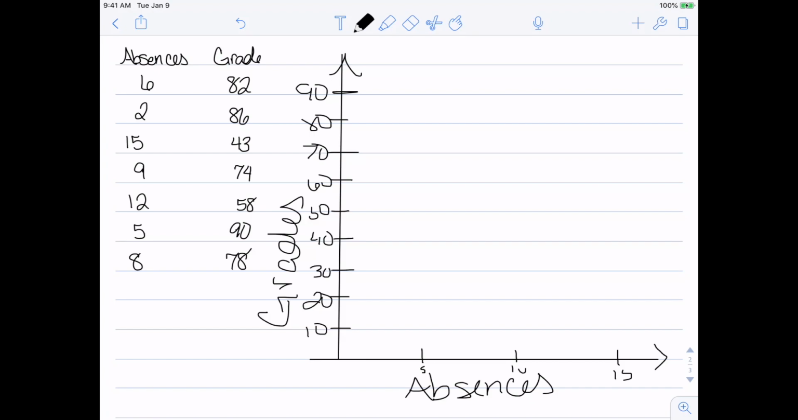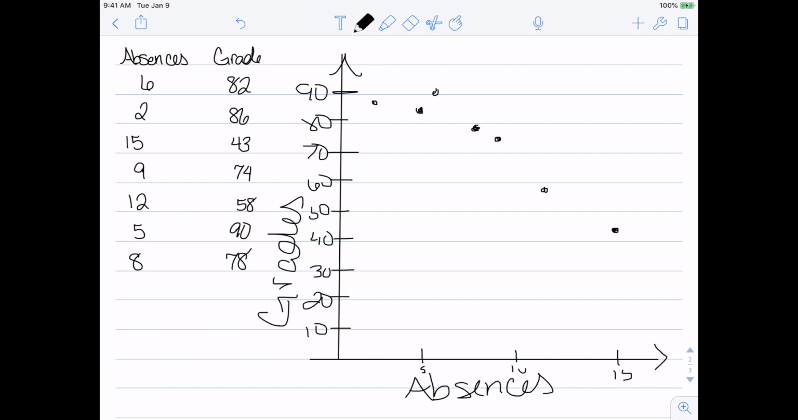The first student had 6 absences and a grade of 82, so we plot the point 6, 82. We then have 2 absences with a grade of 86, 15 absences with a grade of 43, 9 absences with a grade of 74, 12 absences with a grade of 58, 5 absences with a grade of 90, and 8 absences with a grade of 78. And so we have our scatter plot.